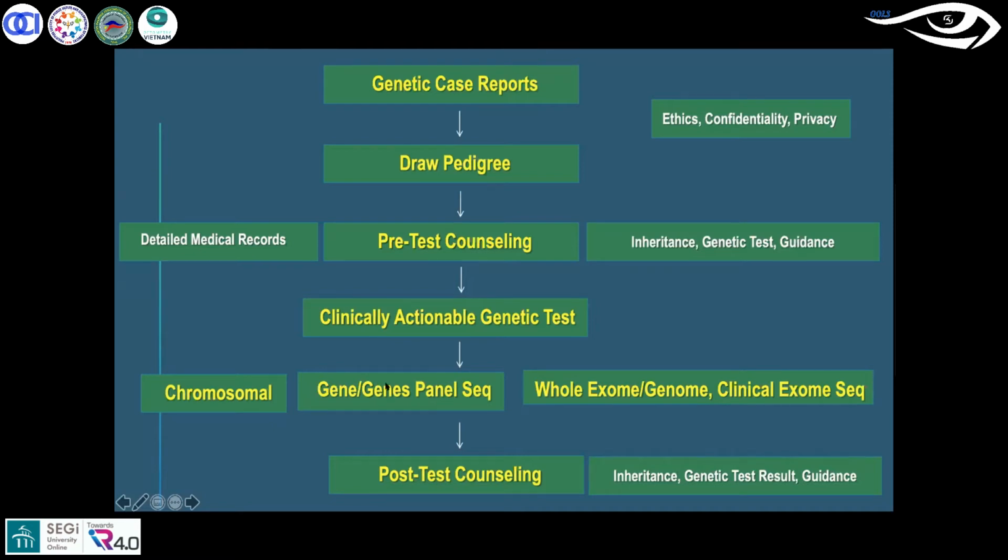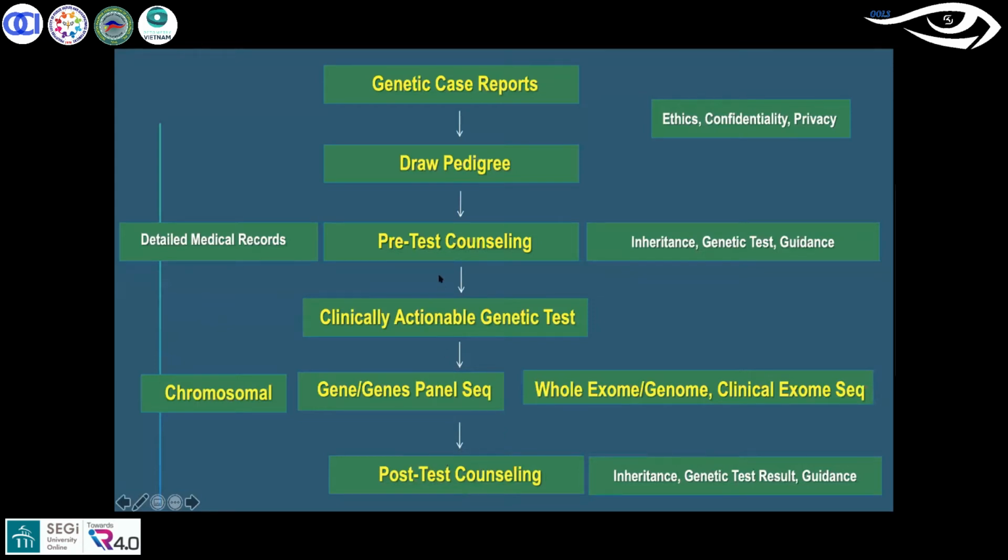Okay, but then you can do gene panels. There are nearly 100 genes for retinitis pigmentosa, both syndromic and non-syndromic. And then you can do what is called whole genome, whole exome, or clinical exome. We generally do clinical exome because that's cheaper. It covers the most common 7 to 8,000 single gene disorders, which are called Mendelian disorders. So once we get the test result, then we get into post-test counseling.